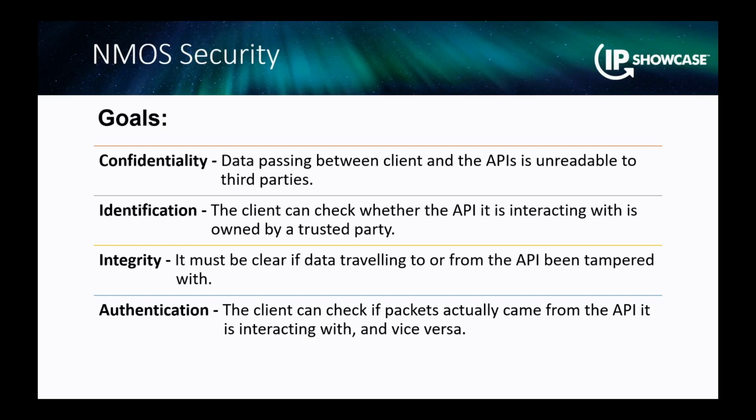So, one is confidentiality. How do we make sure that the data passing from A to B is unreadable by other third parties? 2 is identification, which makes sure that the API knows it's dealing with a trusted authority. 3rd is integrity. Make sure that the data traveling from A to B hasn't been tampered with. And finally is authentication, which makes sure that packets going from one API are coming from the API that expects them and not from somebody else.